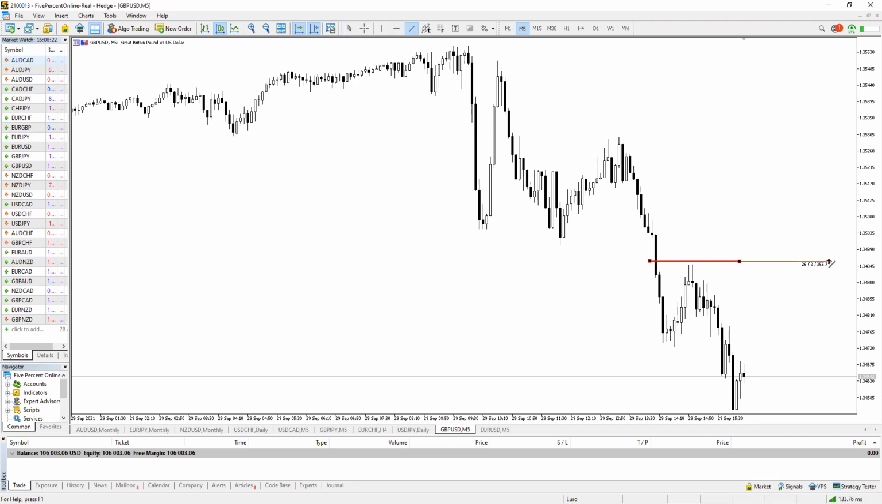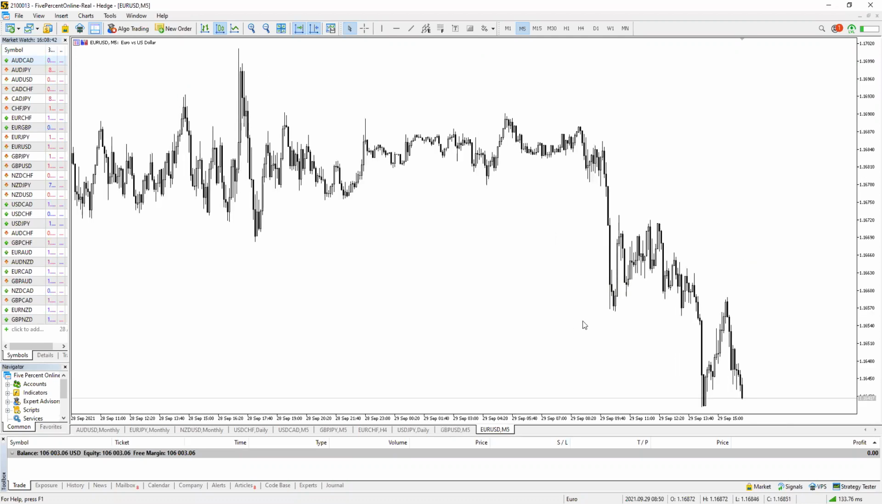So as long as we stay below that red line, I will be looking to short this market. So that's my setup for the GBP USD. We have some more minutes before the 5-minute chart candle closes, and then I'll take a little position.